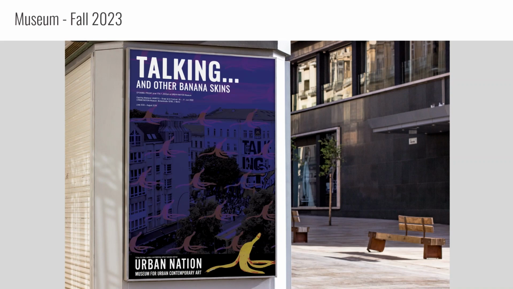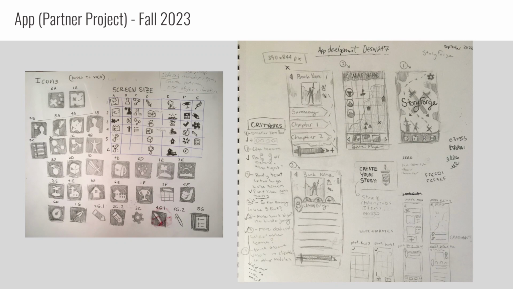I included the exhibit and the poster as well that came with this project. I tried to keep them pretty similar so it would be obvious that they were of the same exhibit to keep consistent branding. I worked on a partner project in Intro to Web Experience and Interaction Design.